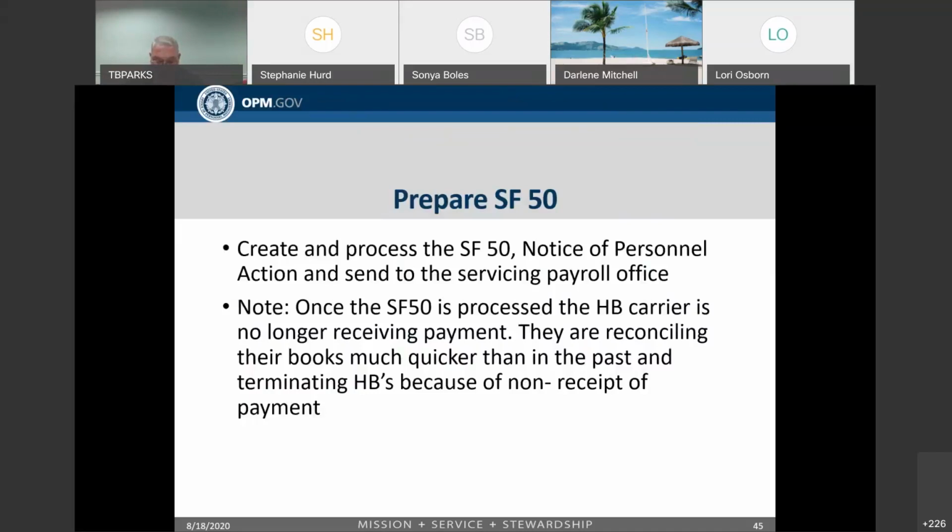So you'll want to make sure the survivors are aware of that. Even though it's a difficult time for them, they need to get that paperwork back so that there's no lapse in their coverage. We don't want to see them lose their coverage.